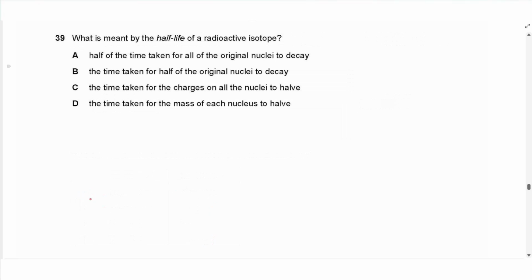Question 39 says, what is meant by the half-life of a radioactive isotope? It is not half of the time, it is the time taken for half of the original nuclei to decay, or charges on the nuclei to half, or mass of each nucleus to half. No, not the mass of each nucleus, and no charges. It is half the original nuclei to decay, so choose B.